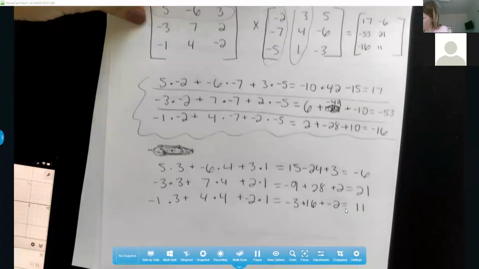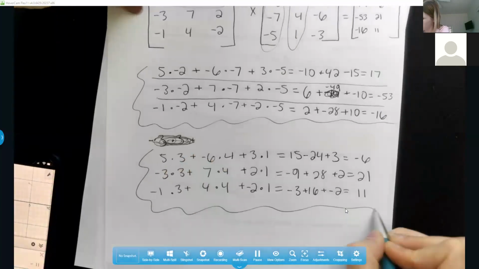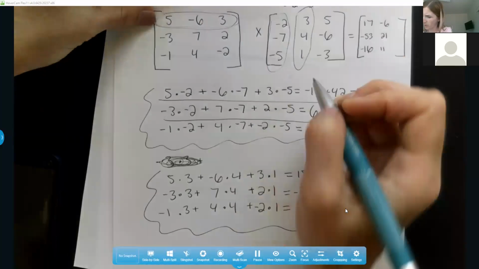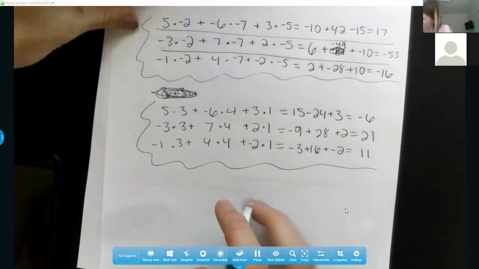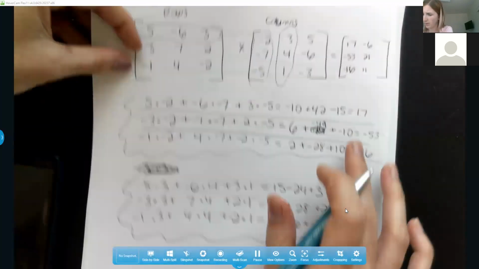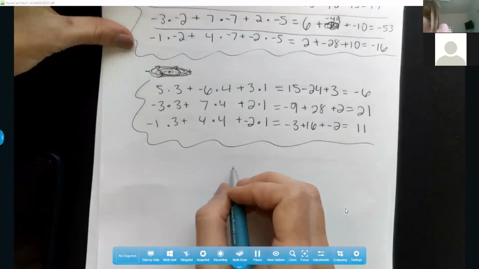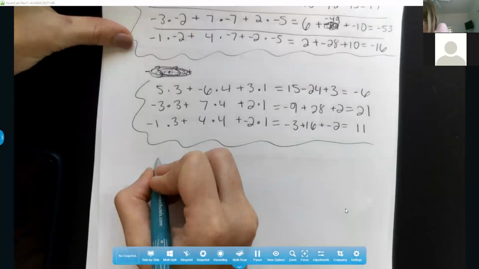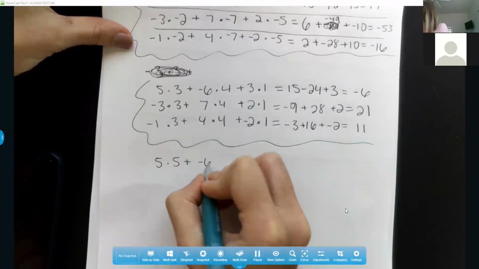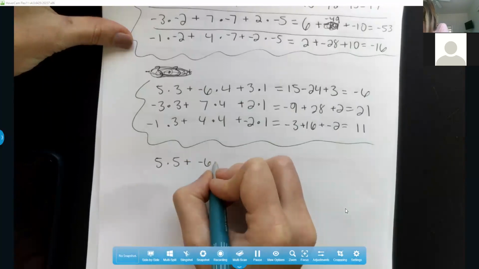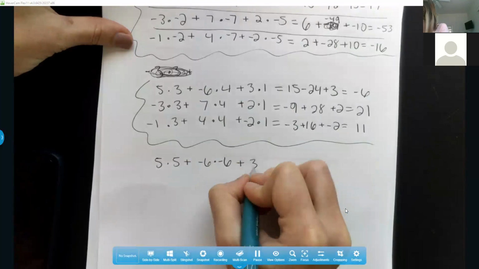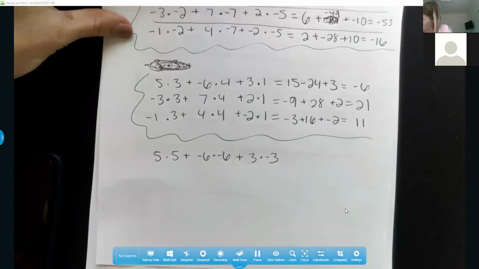Okay, cool. So now we're going back to the top row, but we're doing the last column. I'm going to move the paper up. Do you have the original problem written on yours, or do you need to see it? Yes, I have the original problem. Okay, cool. All right, what's the first one? Oh, you do 5 times 5. Yep. Plus -6 times -6. Perfect. Plus 3 times -3. Perfect.